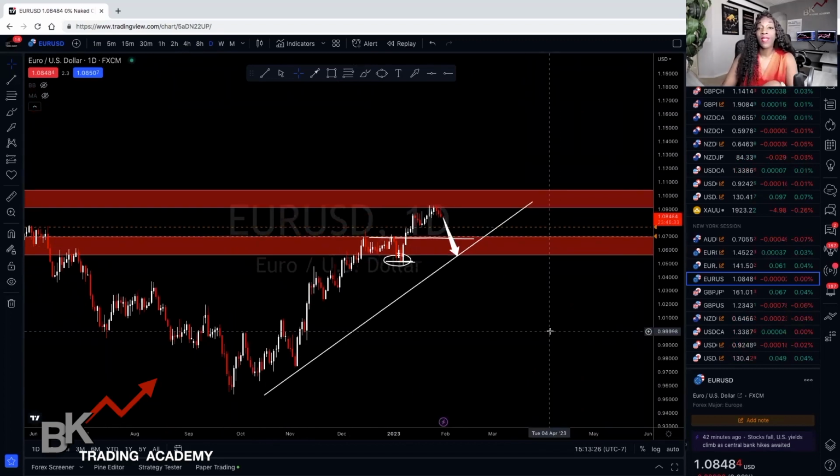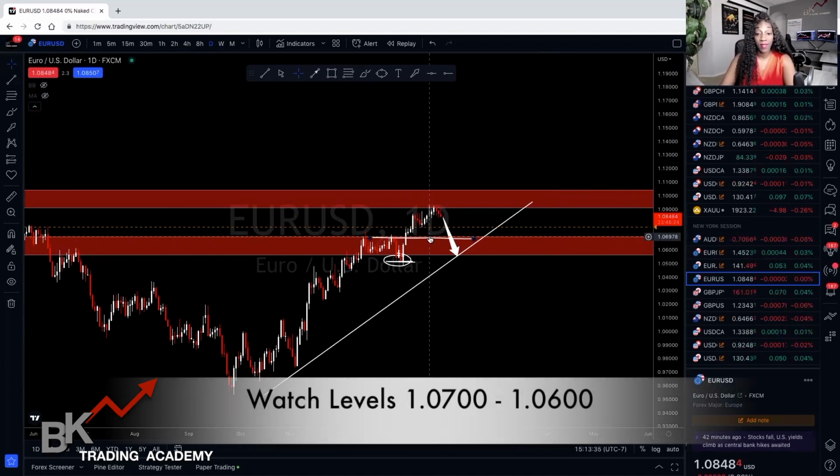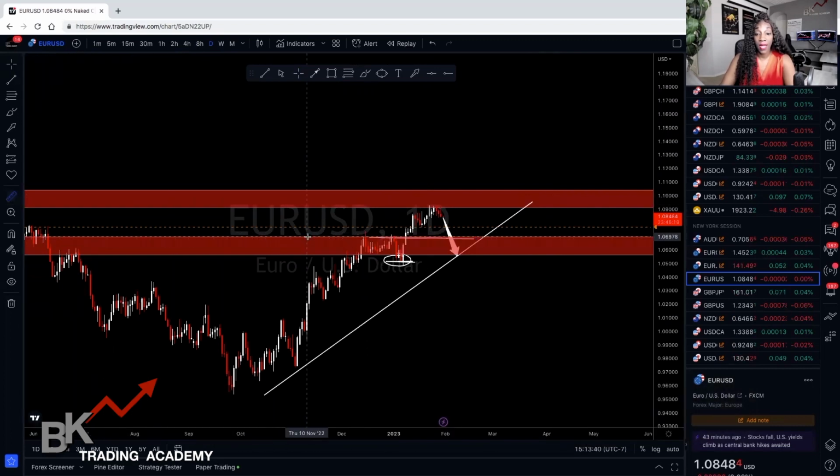So again, the levels that you want to keep your eye on this week is 1.0700. Set an alert there. And let's just measure from that area down to our actual trend line and this previous low. That's about another 100, little over 100 pips.